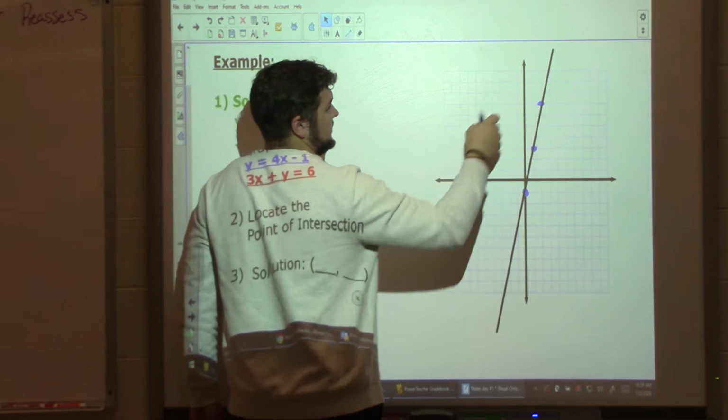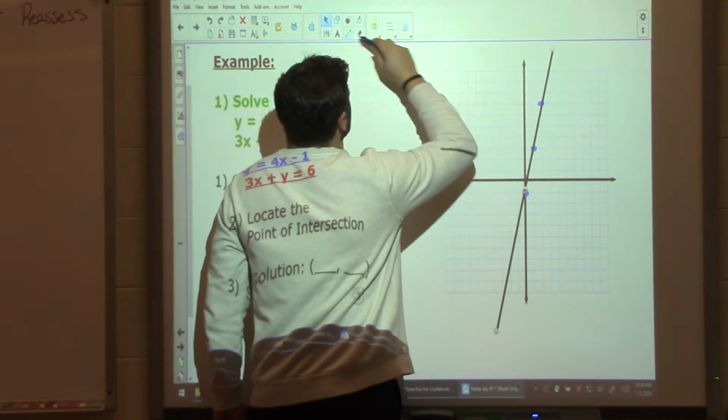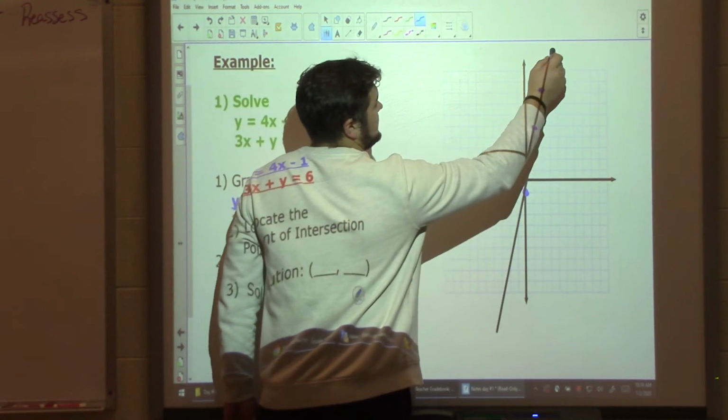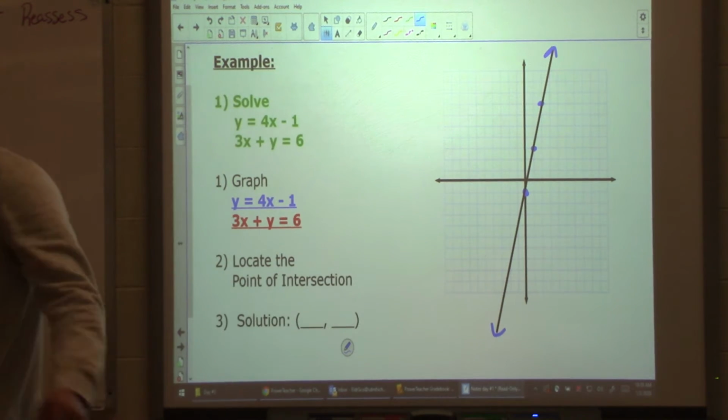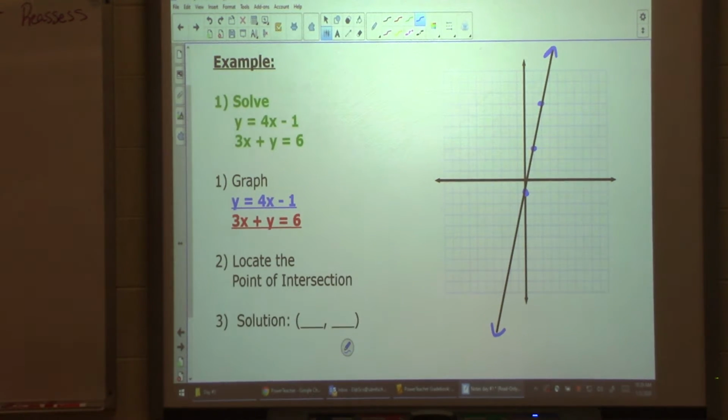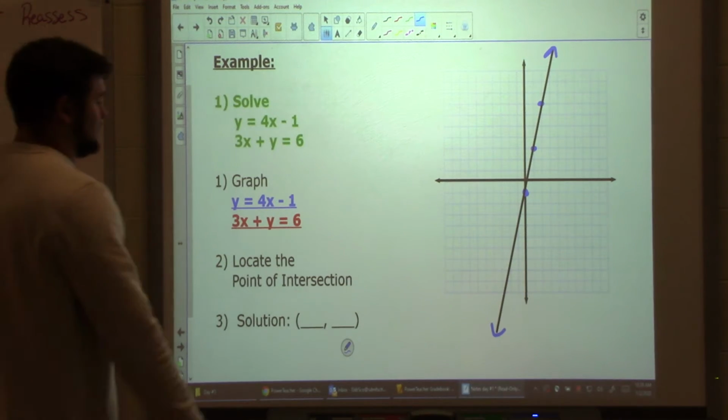Like I said, guys, if you're not using a straight edge, there may come a time where you don't draw a straight line and your intersection points can be off a little bit. It's going to get marked wrong, right? So if you're using a straight edge, it should work.